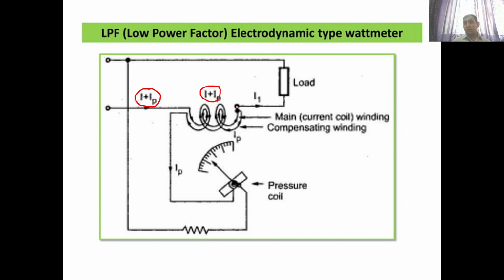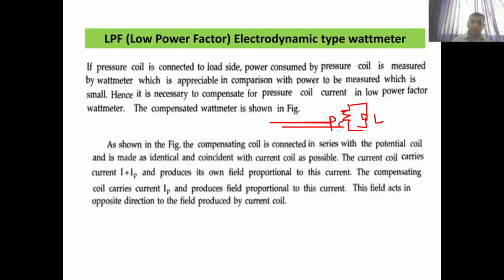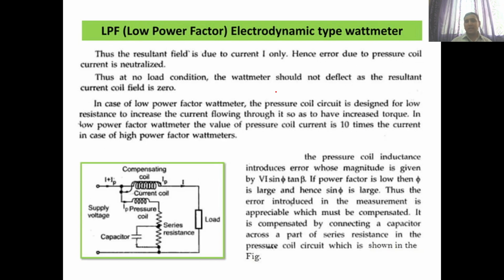The IP current goes to the potential coil, and it produces its own magnetic field. The magnetic field due to IP and the magnetic field due to I plus IP oppose each other, leaving a total current I1, the load current, flowing through, and hence the potential coil error is reduced. But most importantly, we reduce this error as we connect a compensating coil in series with the pressure coil. But one more important error that should be there is due to the capacitance error.